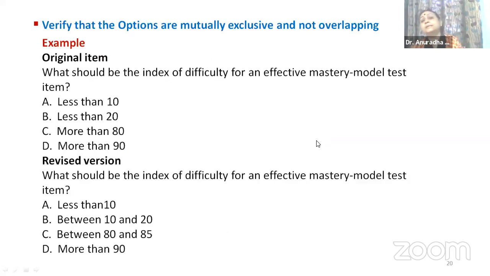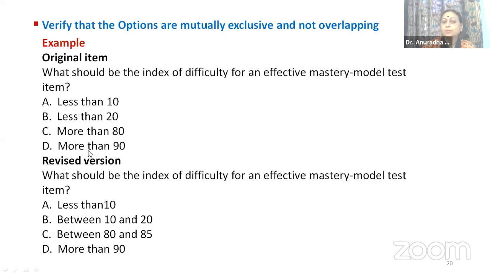Verify that the options are mutually exclusive and not overlapping. This is not very commonly seen, but it does occur. Like this was in a psychological testing paper. What should be the index of difficulty for an effective mastery model test item? Less than 10, less than 20, more than 80, more than 90.